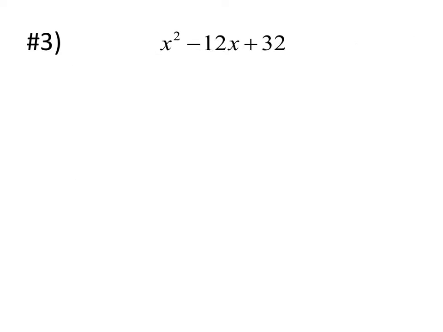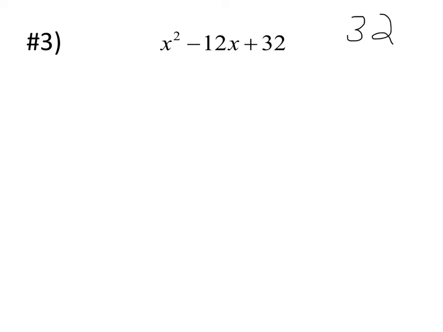Okay, so now we have x squared minus 12x plus 32. So step 1, make sure that there isn't a GCF to factor out. So out of my three terms, they don't have anything in common, so there's nothing I need to factor out. So then I'm going to multiply the coefficient of the first term and the last together. So 1 times 32 is 32.